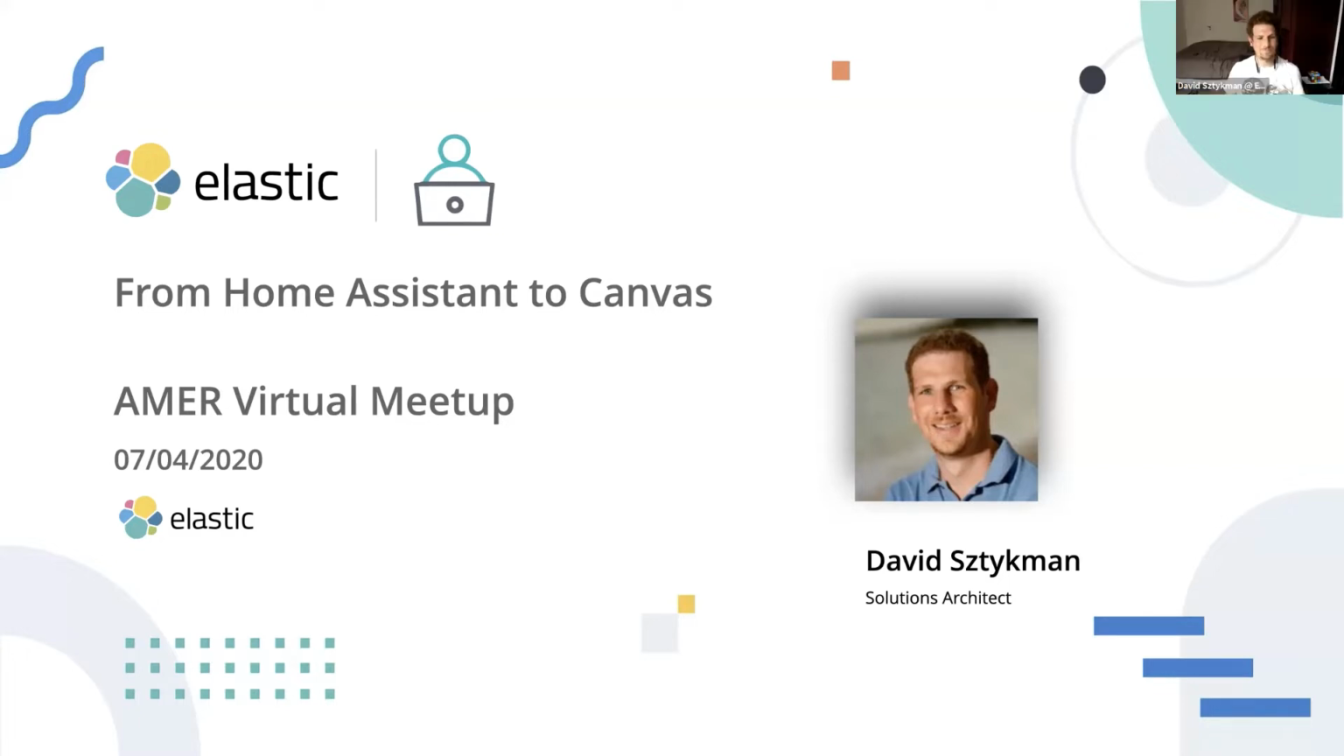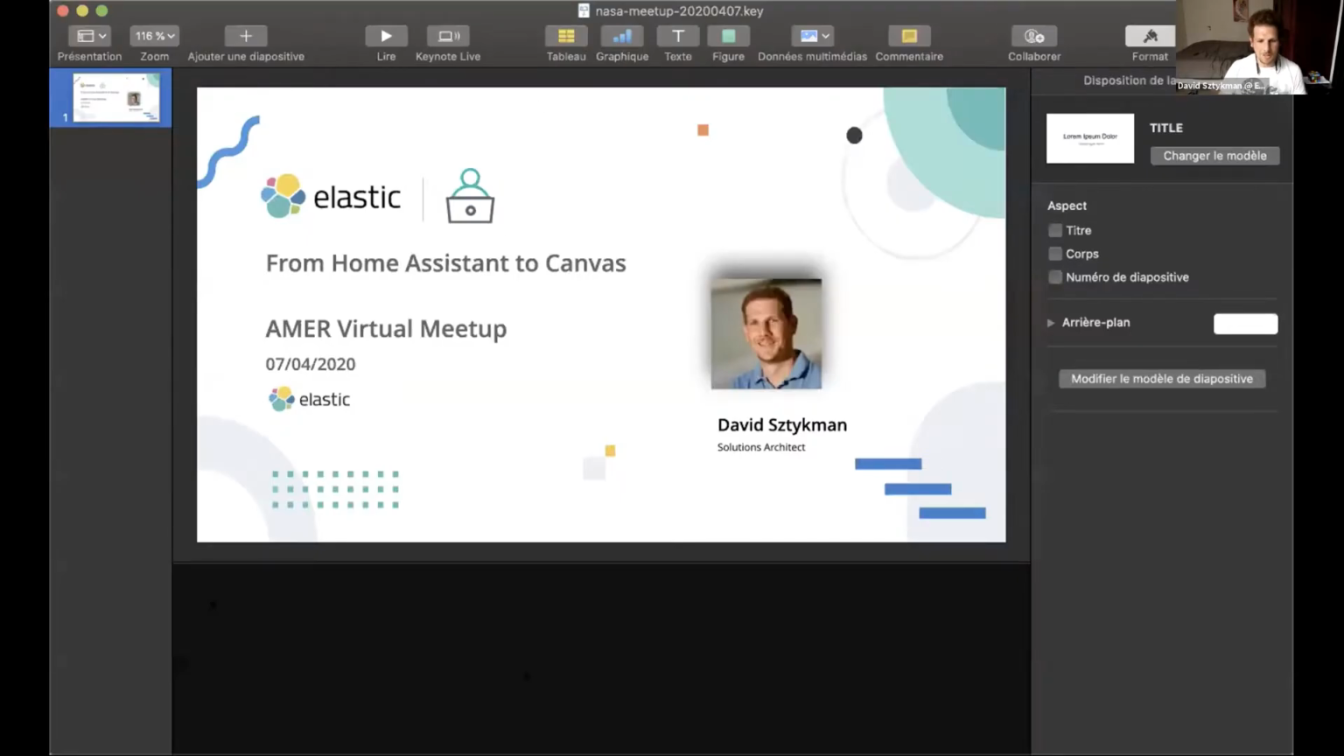Thank you. Sure. So hey everyone, my name is David Stickman. I'm a solution architect based in Paris, as you can tell from my French accent, obviously. So today I'm going to show you a little bit what I've built at home, which is a home automation system, which basically is fetching lots of data and pushing it into Elastic. So let's get to it.